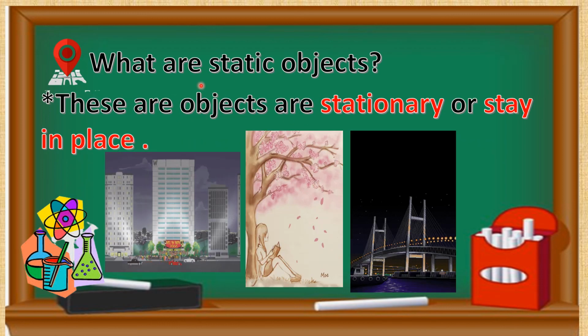Okay, what are static objects? So static objects, these are objects that are stationary or stay in place or don't move. For example, these buildings. So these buildings here are not moving. So they are what you call your static objects. They're stationary or stay in place. Example again is this tree and this bridge. So this tree here and this bridge here are not moving. Okay, so those are some examples of your stationary objects or static objects.